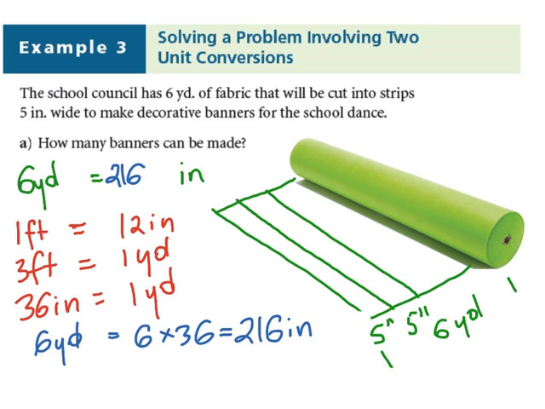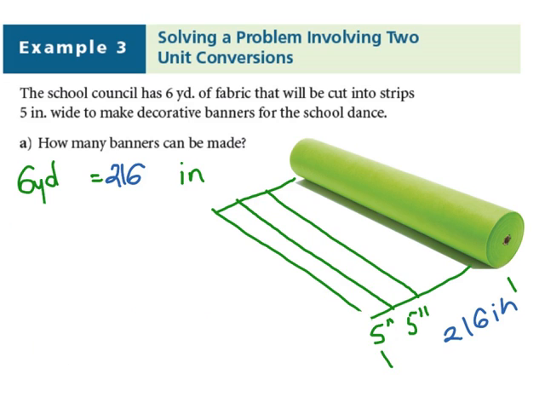Well, we just take 216 divided by 5, 43.2. To be exact, there's no unit for it. That means this is how many banners of decorations the school dance can have from the roll of 216 inches or 6 yards. So the real answer is 43 banners.